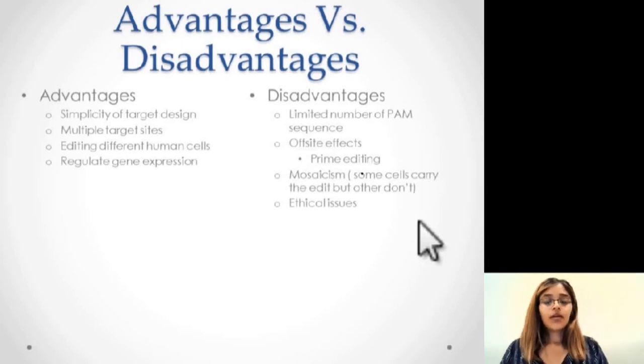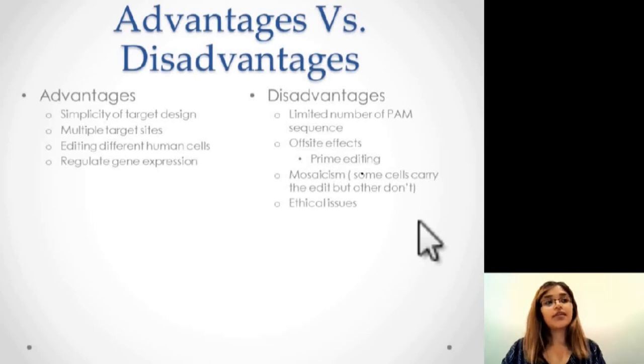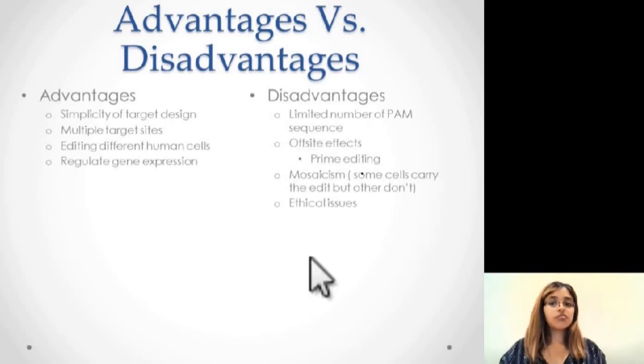Another disadvantage is that you're editing certain cells, but not all. So you're making a change in one cell, but there are also cells that are going to continue to have that same problem. And then we of course have a lot of ethical issues that come with genome editing and using CRISPR-Cas9.